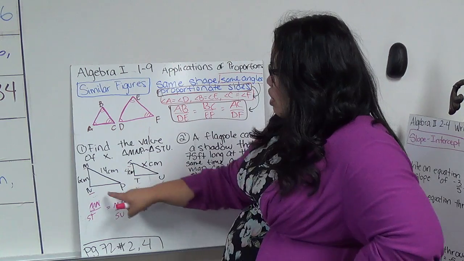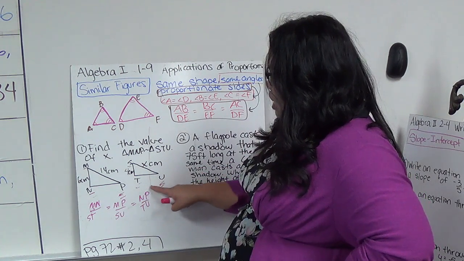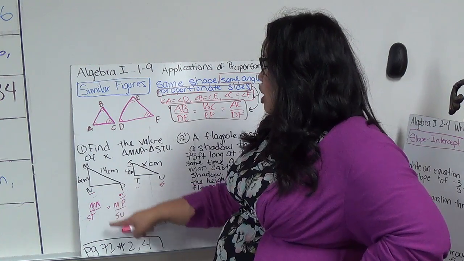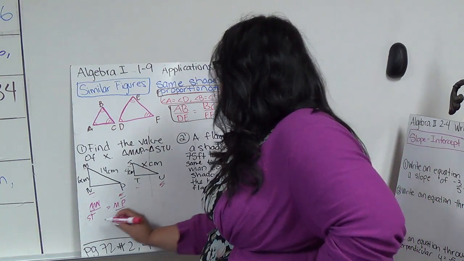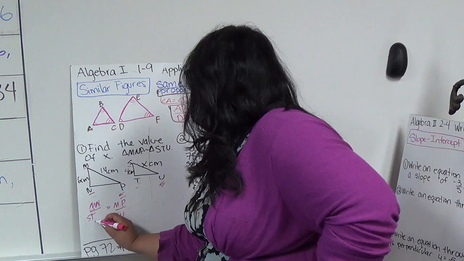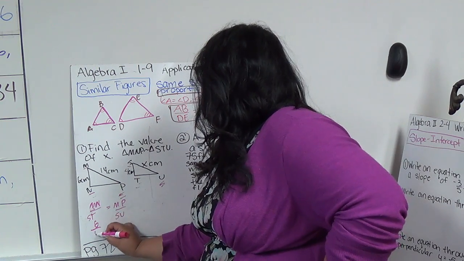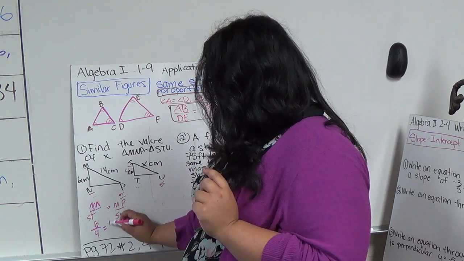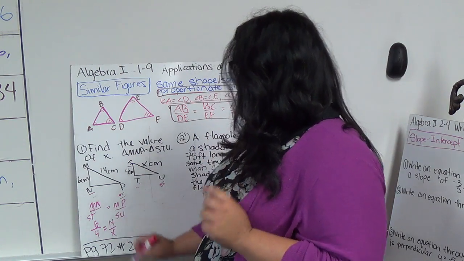Now, I don't need NP and TU because they don't give me actual measurements. I just need 2 of the 3. I'm choosing these 2 because they will actually fill in. MN is 6, ST is 4, MP is 14, and SU is X.